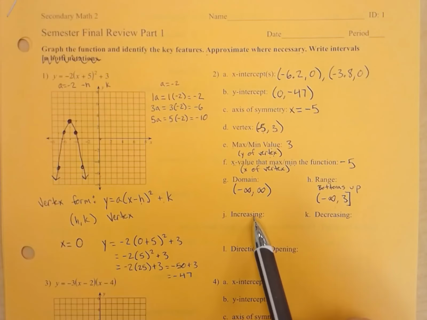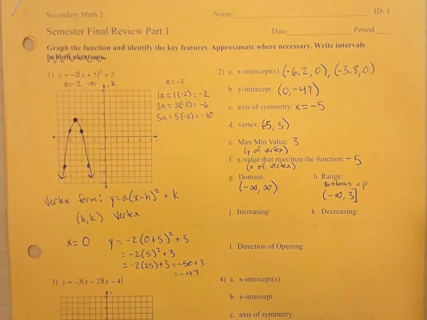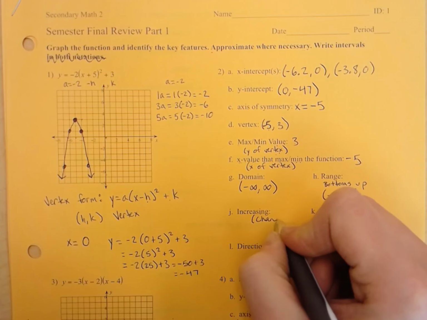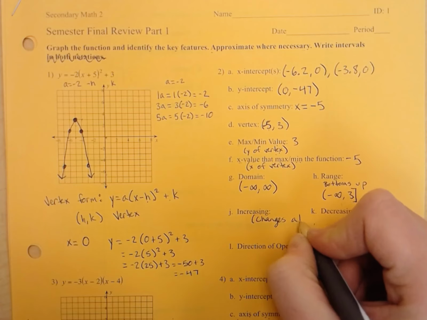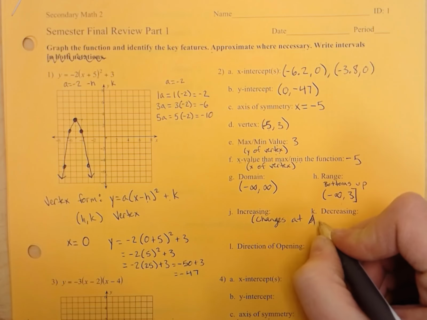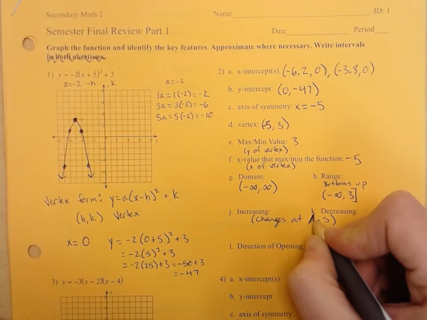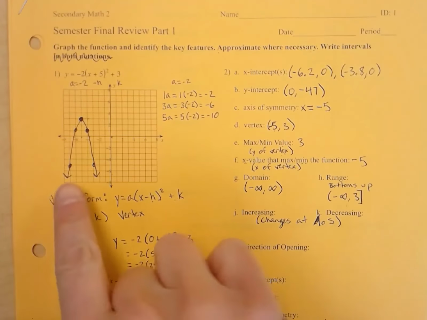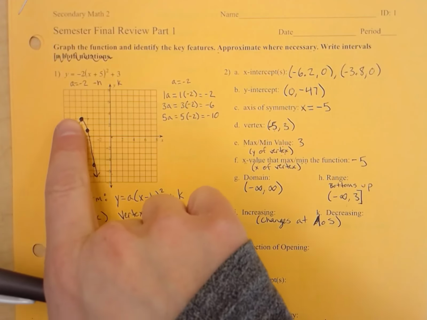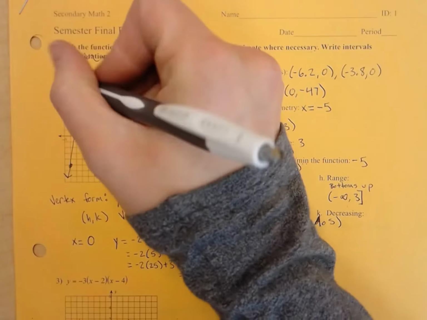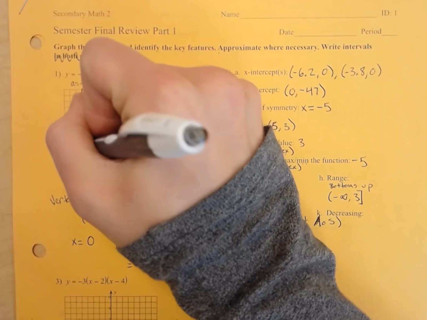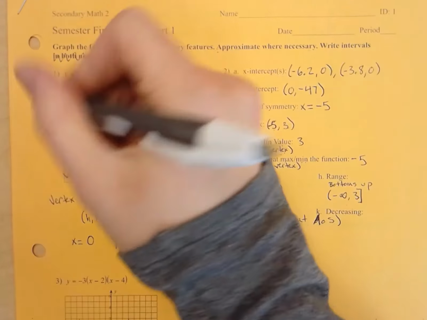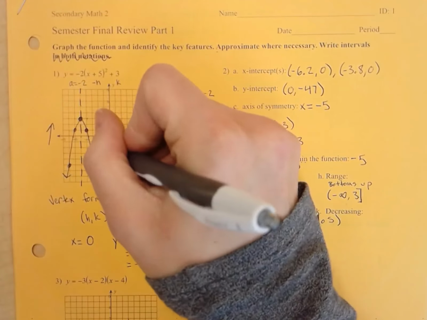Okay, increasing and decreasing. Both of these change at the axis of symmetry, AOS for short. If I'm tracing this from left to right, I see half of it goes up and then half of it goes down. It changes here at the axis of symmetry. So with tracing, there's my increasing side, here's my decreasing side.